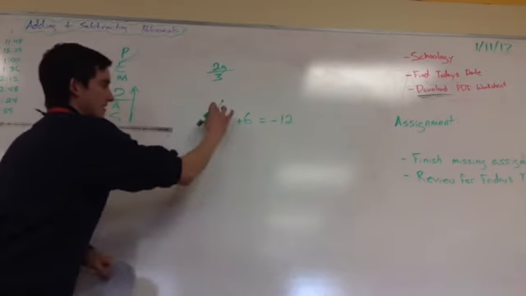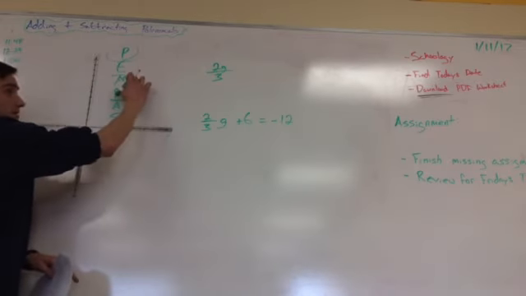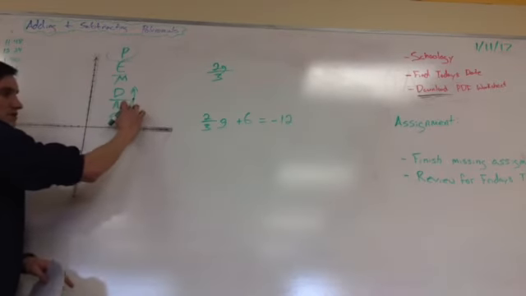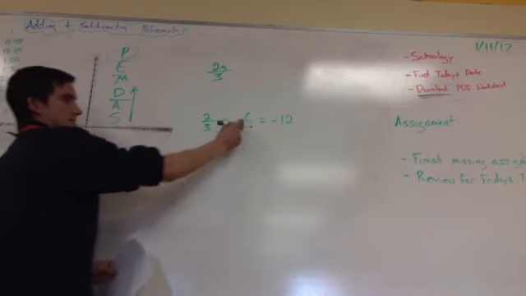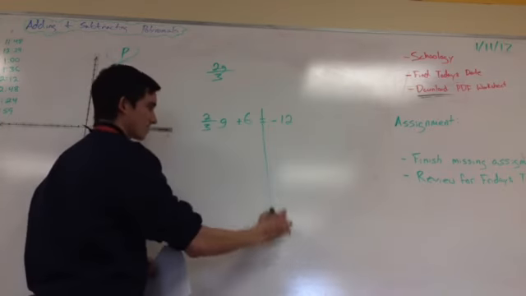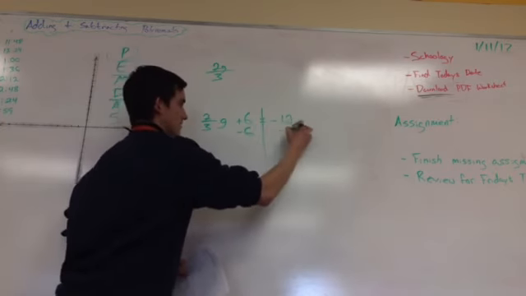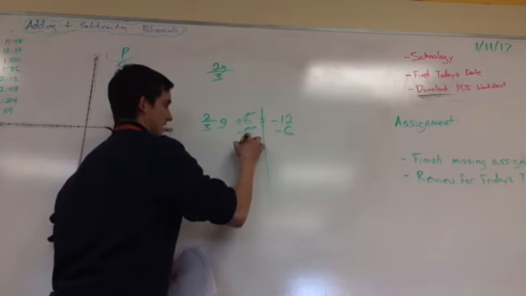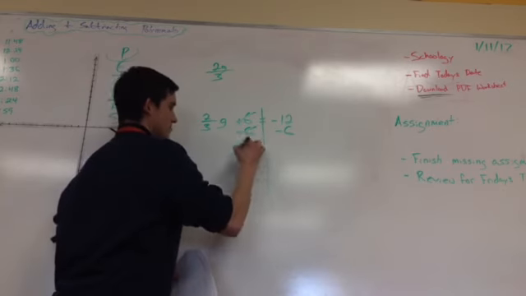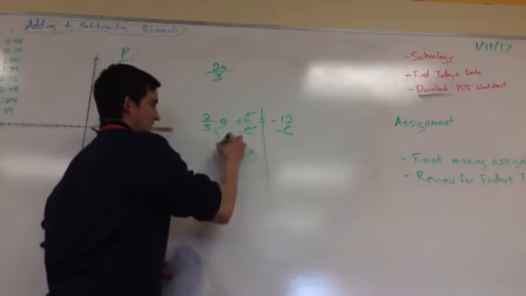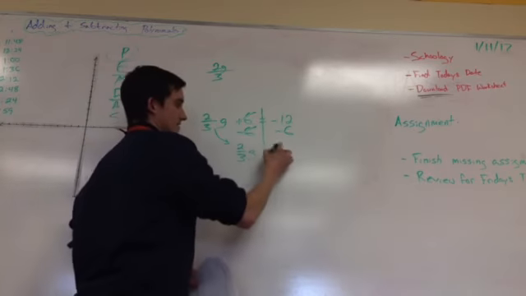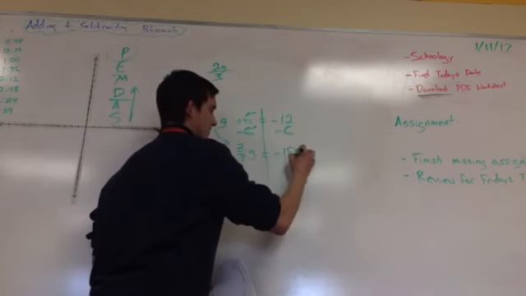So again, multiplication and division, those are going to come after we get rid of anything that's just being regular added or subtracted. This is regular addition, so I'm getting rid of that. Doing the opposite. These cancel. I have 2/3 g. That's going to come down. Negative 12 minus 6 is going to be negative 18.